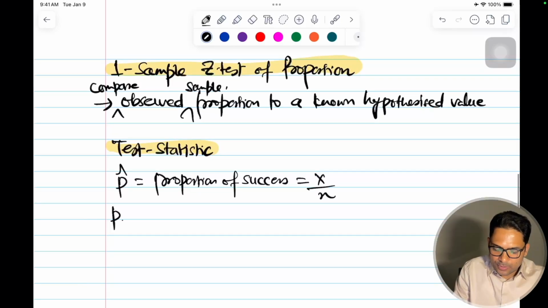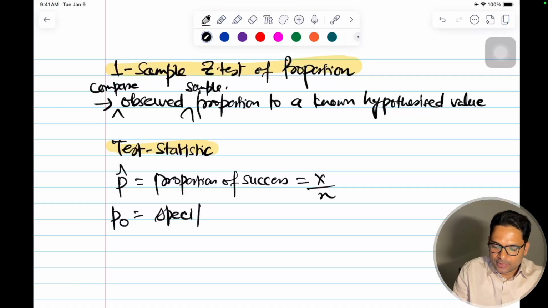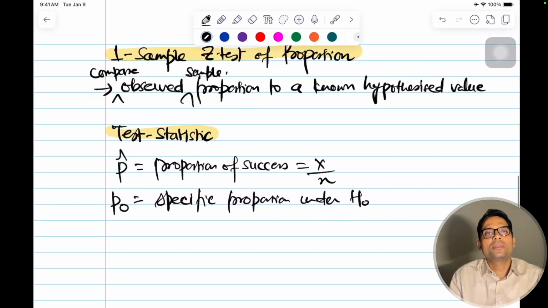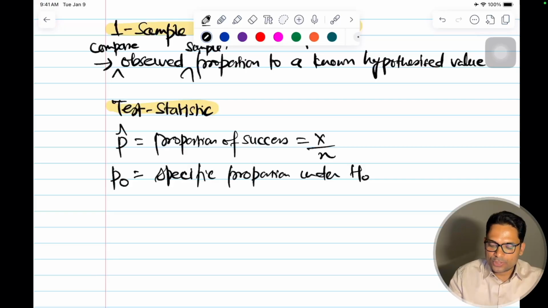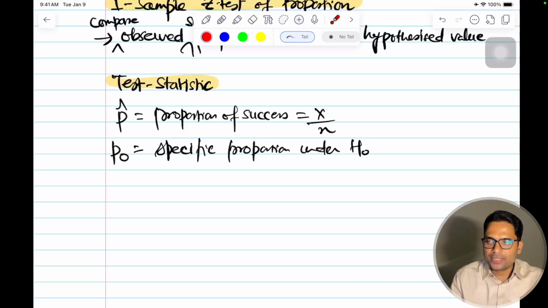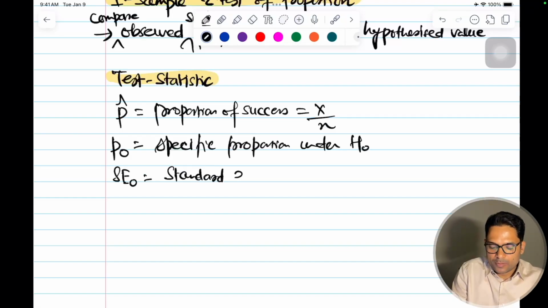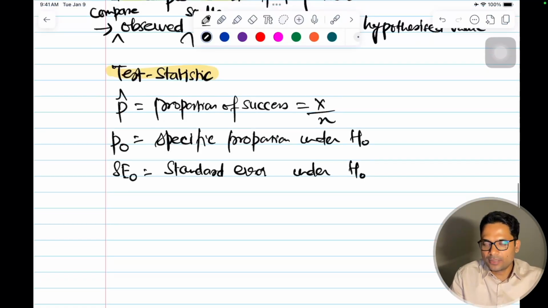Then there is something called p naught. That is a specific proportion under the null hypothesis, the hypothesized value. Consider the null hypothesis is true. This is what we are going to compare against. So p hat and p naught are defined, and now we have the standard error, under the null hypothesis. H0 is the null hypothesis. And the z statistic.